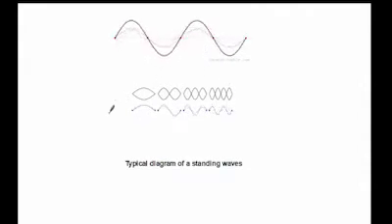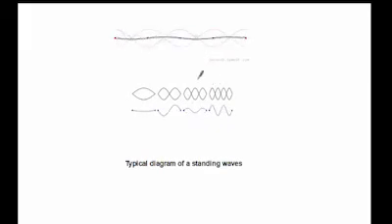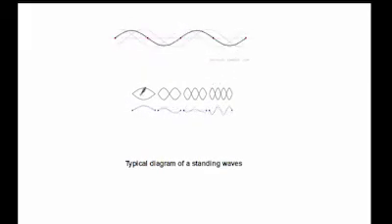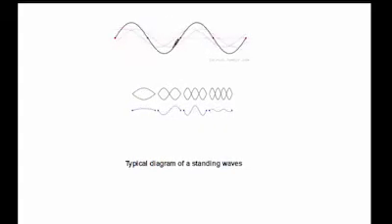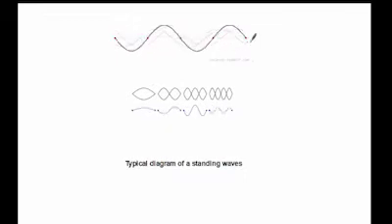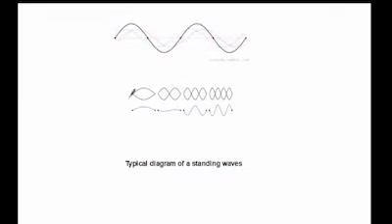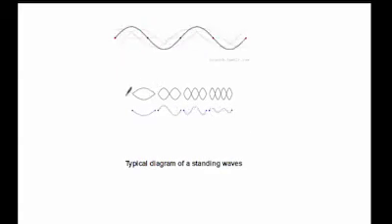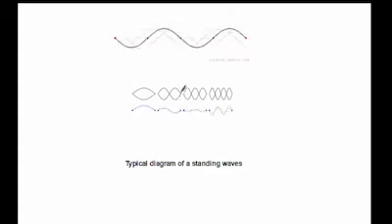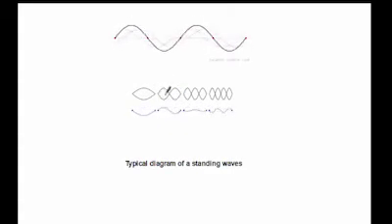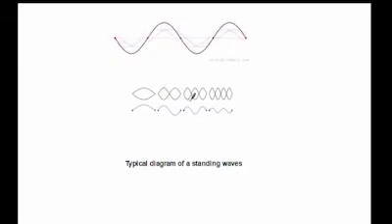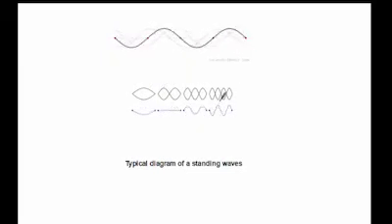Actually, these are typical diagrams for standing waves: always a standing wave between two fixed points, with nodes. Here a node, here a node. This is forming one loop. This is a standing wave forming two loops with 3 nodes and 2 antinodes. Then 3 loops, 4 loops.